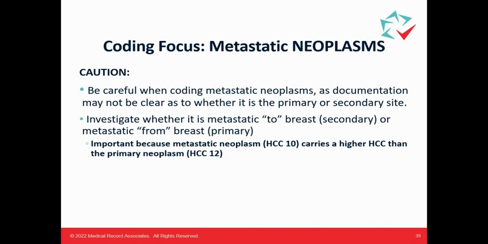So let's talk about this. Caution, be careful when coding metastatic neoplasms, as documentation may not be clear as to whether it's the primary or secondary site. Do investigate whether it is metastatic to the breast, which would be secondary, or metastatic from the breast, which would make it primary. And this is important for coding accuracy, but also because there's different HCCs between metastatic and primary neoplasm. There we have HCC 10 and HCC 12.